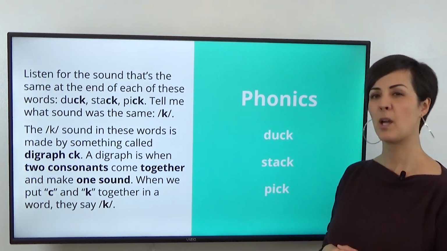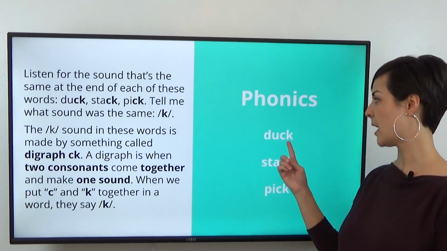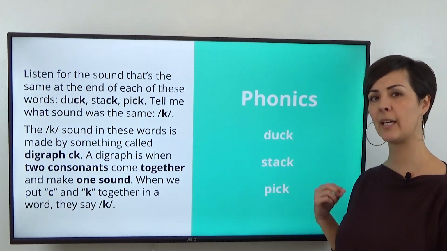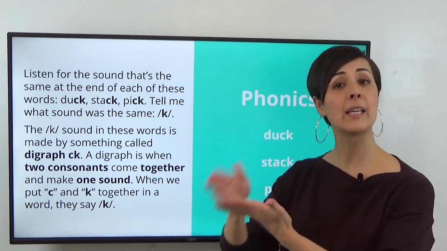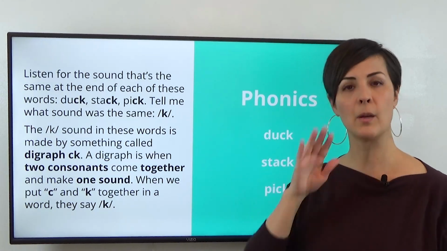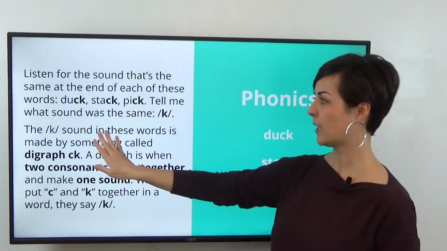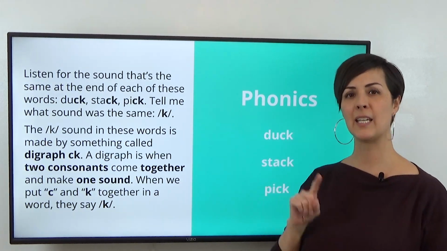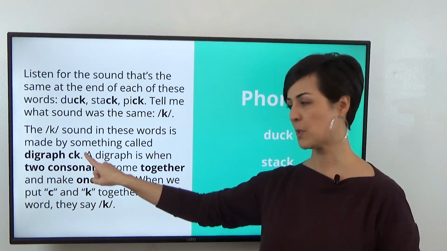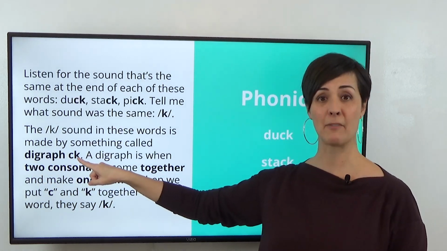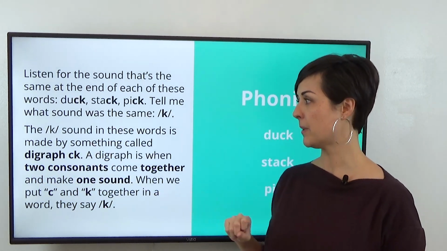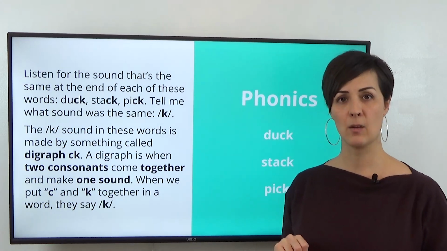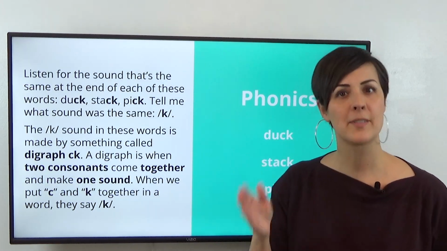You got it. Tell me what sound was the same at the end of duck, stack, pick. Say it 3 times. K, k, k. You got it. It was the k sound. The k sound in these words is made by something called digraph CK. And again, that's probably new and key, so I'm going to have them repeat it. It's made by something called digraph CK. Will you say it? Digraph CK.